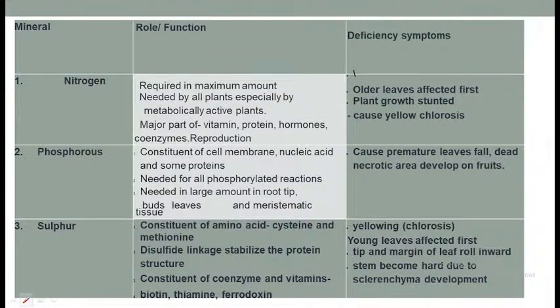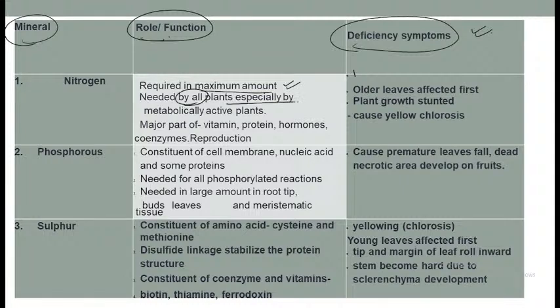Okay, so here we have the various minerals, then you have the role and function, and then you have the deficiency syndrome, or the deficiency symptoms also. So first one is nitrogen. Nitrogen falls in the category of macronutrients, which is required in large amounts. So we can say that it is required in the maximum amount by the plant. They are needed by all the plants, especially by the metabolically active plants.